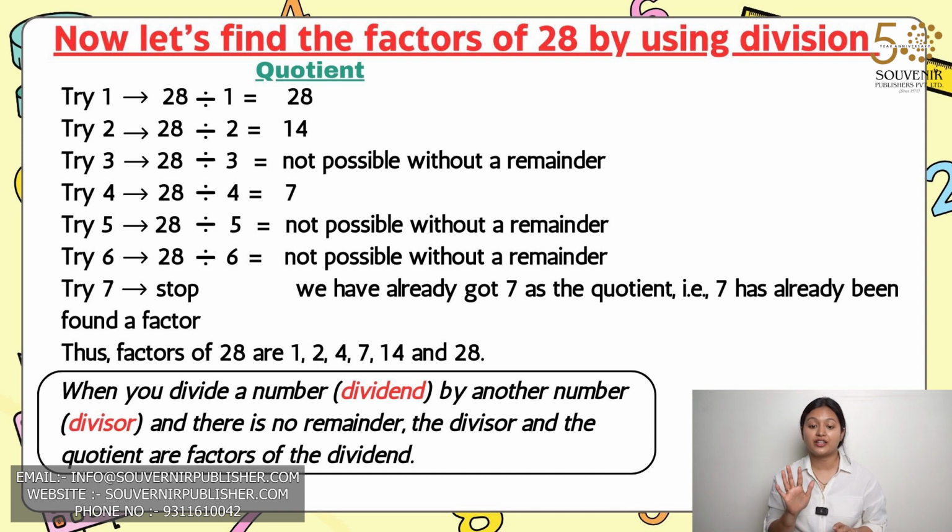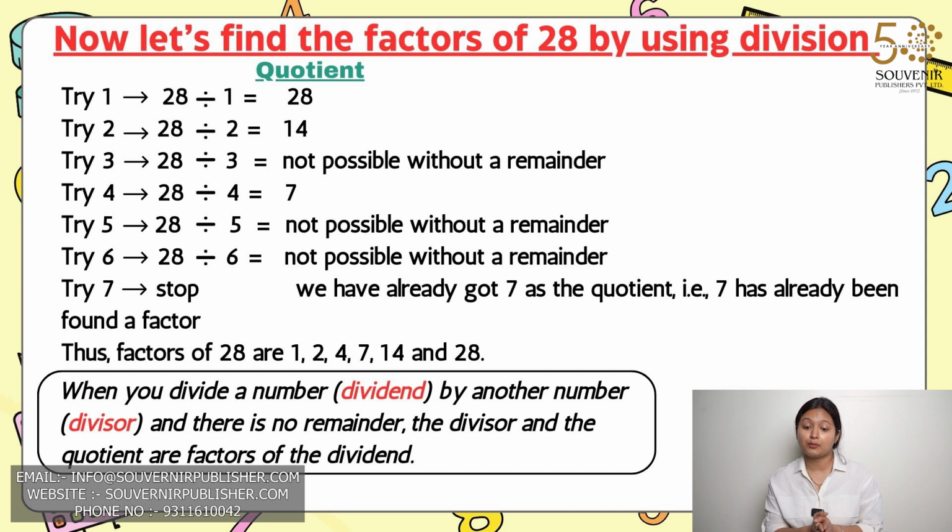Now try 5. 28 divided by 5 is also not possible without a remainder. So we are going to now try number 6. 28 divided by 6 is also not possible without a remainder. Now let's jump to 7. Here we are going to stop as we have already got 7 as a quotient, that is, 7 has already been found as a factor. Factors of 28 are 1, 2, 4, 7, 14 and 28.